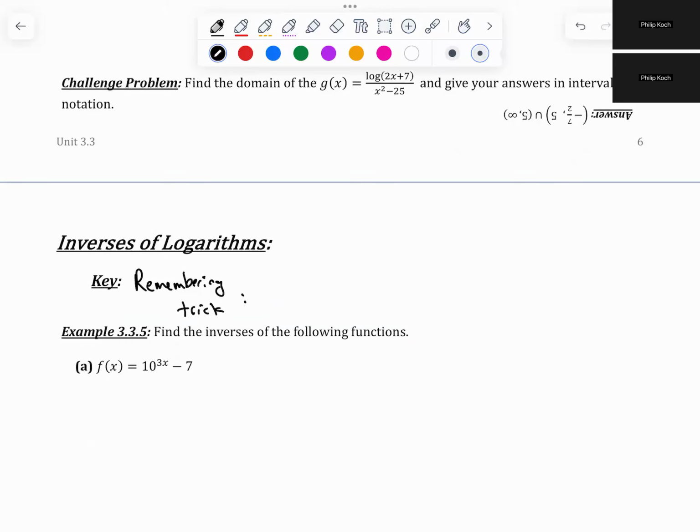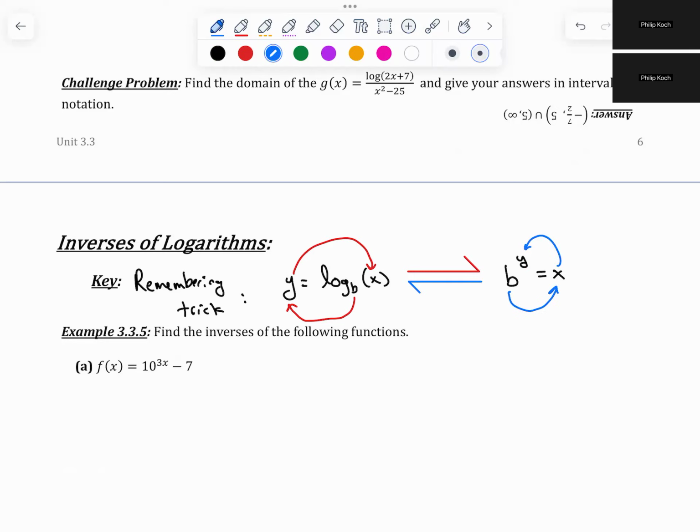That is to say, y equals log base b of x. Start with the base, work your way across the equal sign and then back over to give you b to the y is equal to x. And then you can work backwards in the same fashion. Start with the base, move your way across the equal sign and then back over. Log base b of x is equal to y, and we're all good.